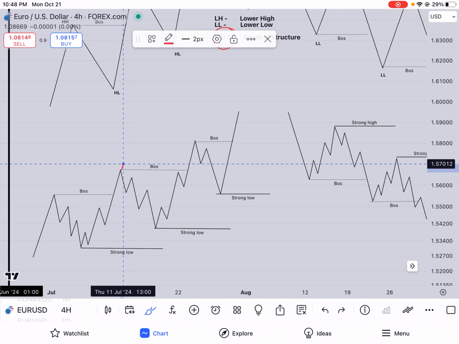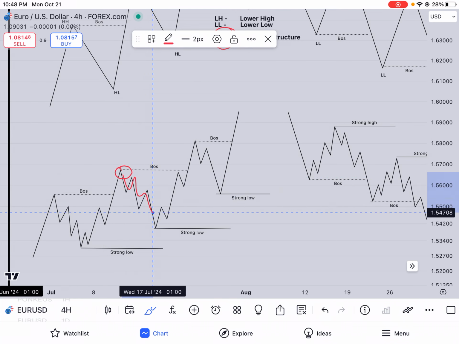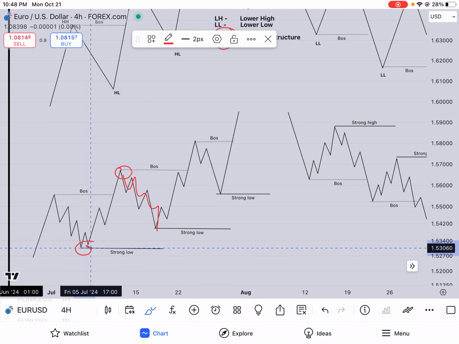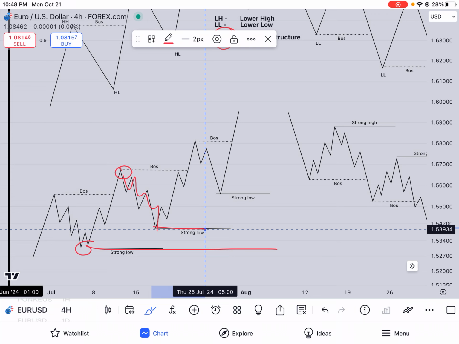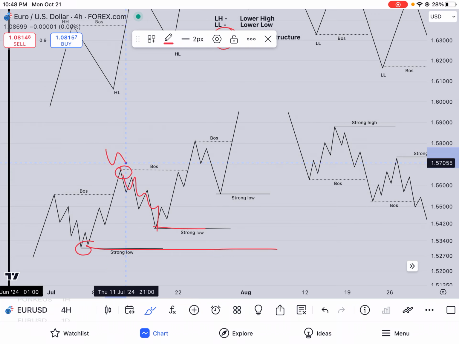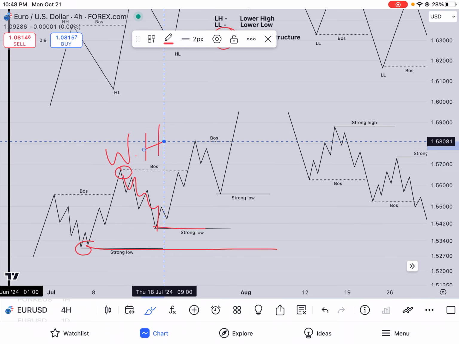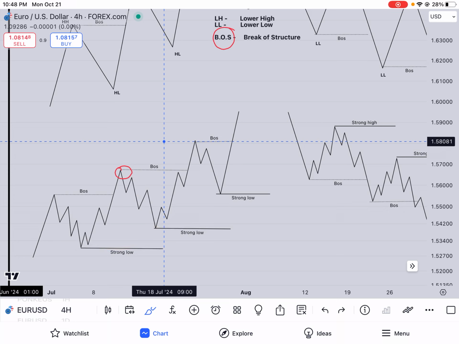So when the market got to this point, it started coming back down. Yet it was not able to break this low. It was not able to go beyond this level. That means this is a weak high, WH. Let me just use WH. That means it's a weak high, in as far as it could not break the previous low.